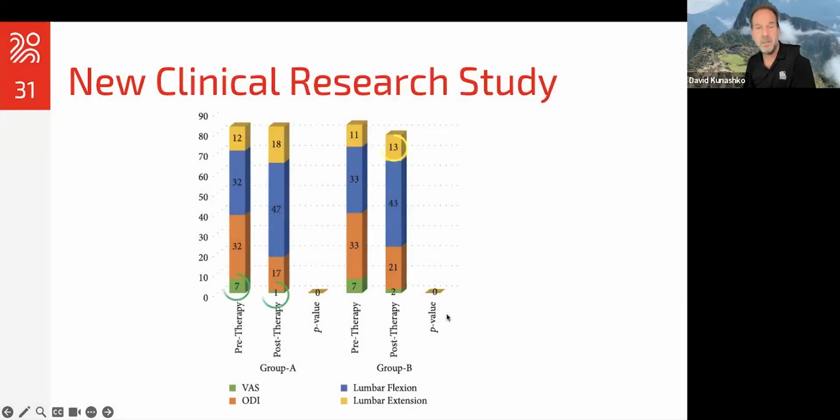Here are the results. If you look at the visual analog scale, group A, you can see it went from a 7 down to a 1. And you can see the next group, group B, which is just physical therapy, went from a 7 down to a 2. And then you can see the Oswestry Disability Index went from 32 to 17 for the laser group, from 33 to 21 for the PT group. And then you can see lumbar flexion and lumbar extension, again, improved substantially more with laser and physio than just physio alone.